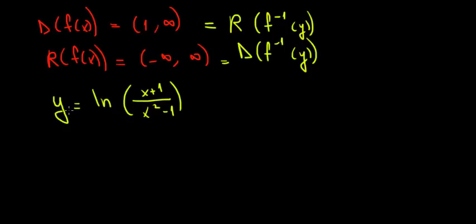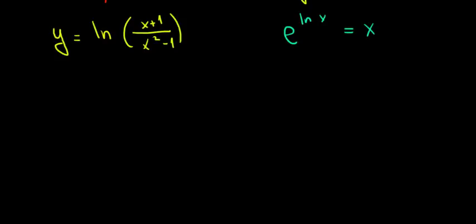Now all we have to do is find x in terms of y. Remember, we have a logarithm. Whenever we have a logarithm, we use e because of the logarithmic property: e to the power of ln of x equals just x. So let's take e of both sides: e to the power of y equals e to the power of ln of (x plus 1) divided by (x squared minus 1).